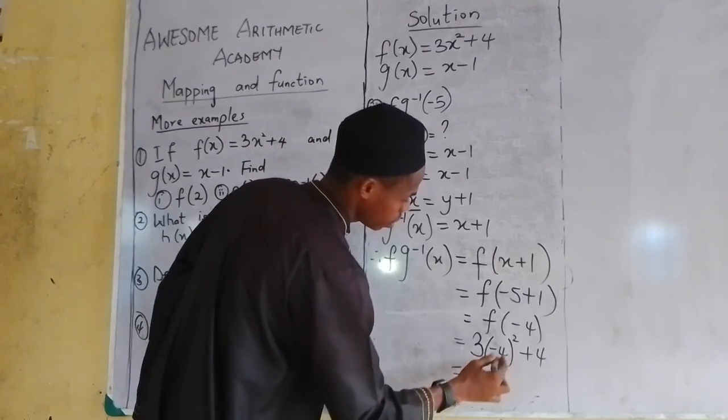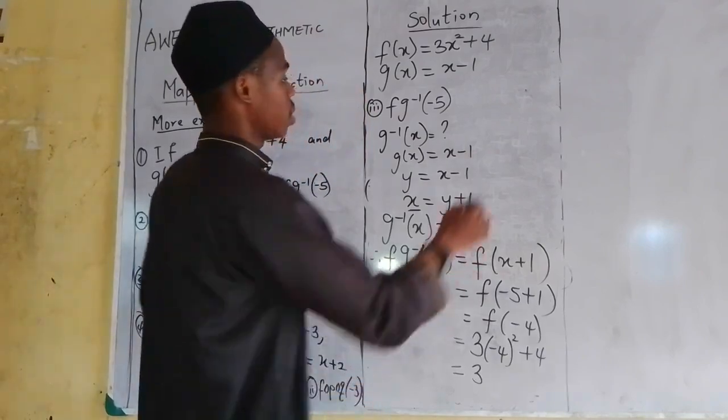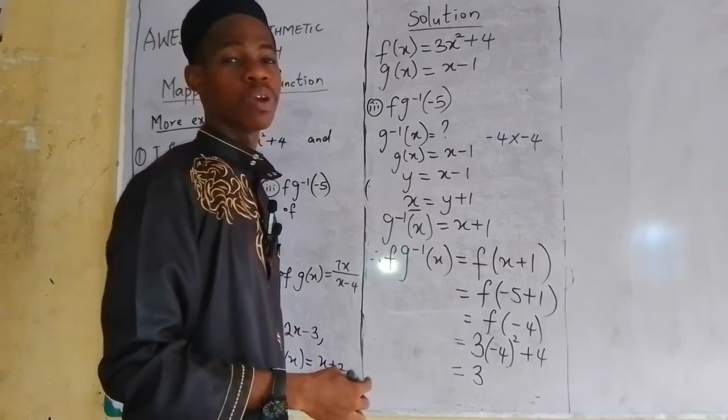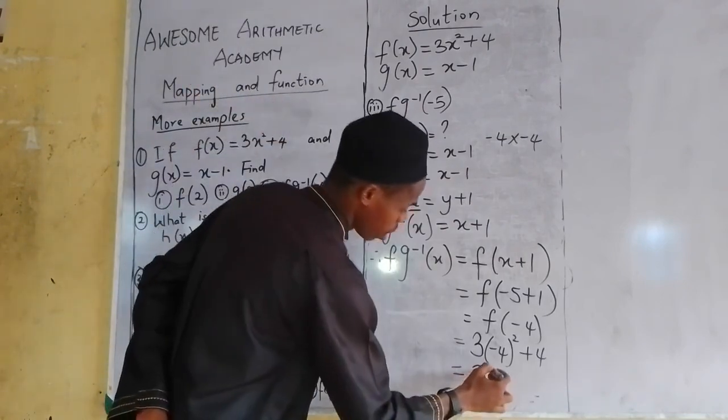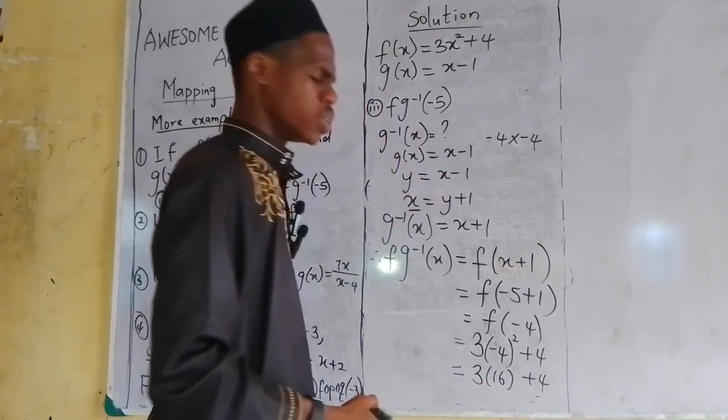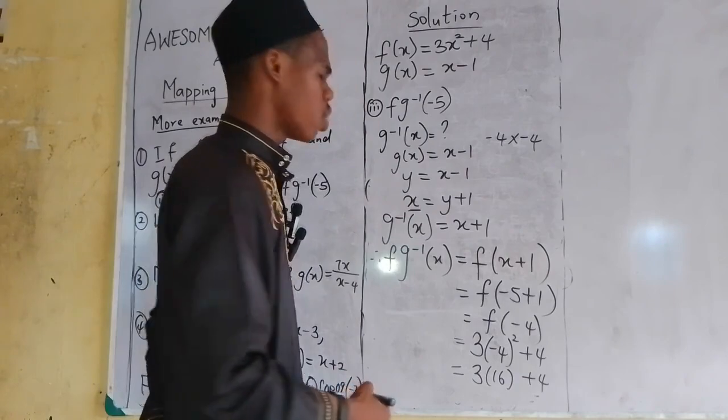This will give me 3 times minus 4 squared, which is minus 4 times minus 4, and that will give me plus 16. So I'm having 3 times 16 here plus 4. So what is 3 times 16? That will be 48.